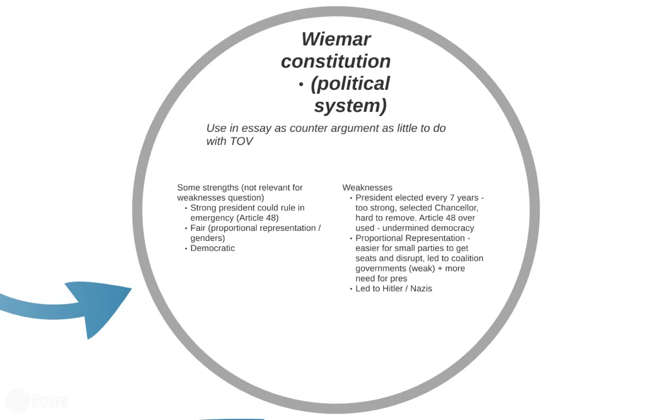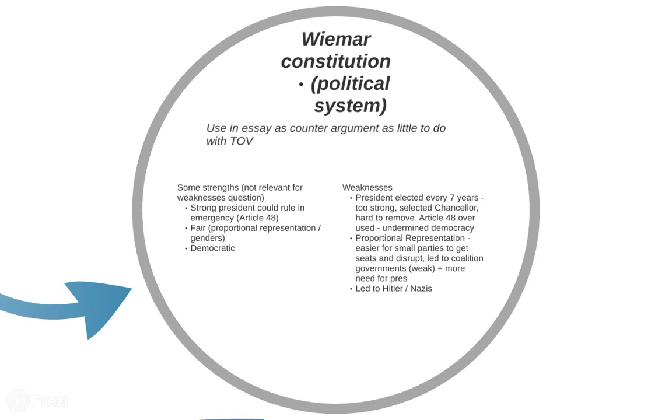But when I go on to talk about the conclusion in a minute, I'll talk about how you can link it back to the Treaty of Versailles, to make sure you have a very coherent argument and get the full 16 marks. So, first of all, there are some strengths to the Weimar Constitution. Okay, this isn't relevant if you're talking about the weaknesses, but we should throw it in here just in case, because you need to know it if you get it in a 9 mark or a 12 mark or something.